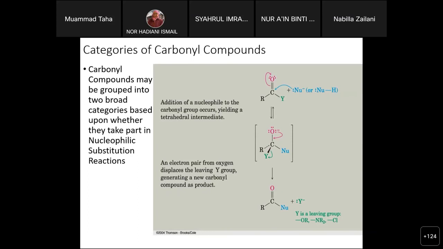This is called nucleophilic substitution reaction. Okay, it only happens when your Y group is a good leaving group. For example, in the case of acid chloride, acid anhydride, and amide, it is possible. Why? Because the Y group should be stable. If it is not stable, it cannot leave. Next slide.